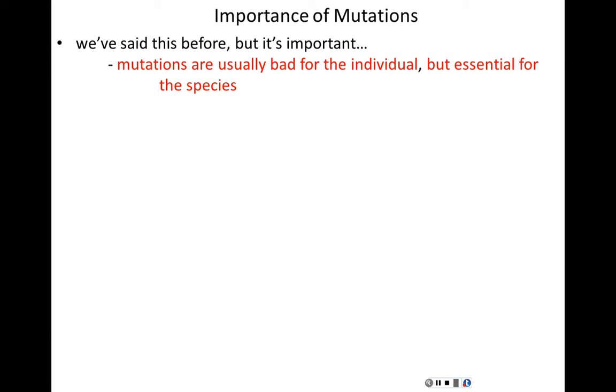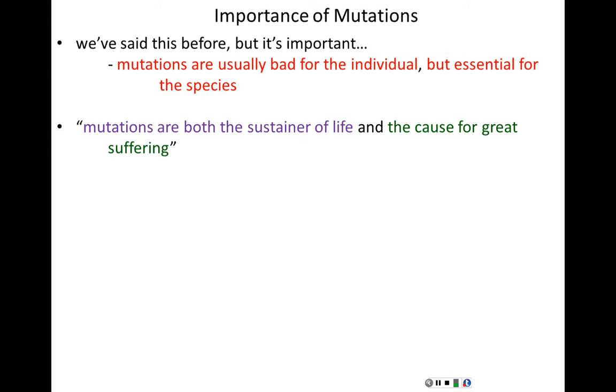But for that jackpot, lottery-winning mutation that actually increases the fitness of the individual, as rare as it is, those are the mutations that lead to evolutionary change. Those very, very exceedingly rare good mutations are the ones that drive the species forward. So while mutations cause suffering in the individual 99 times out of 100, mutations are necessary because they allow evolution to occur. The textbook says mutations are both the sustainer of life and the cause for great suffering.